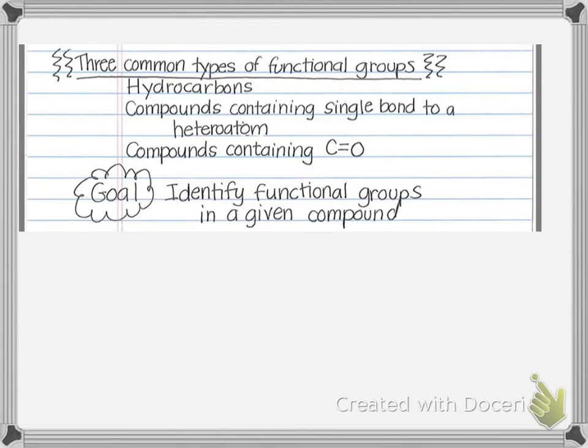So there are three common types of functional groups, and you will see three tables that have these common types of functional groups. These tables are given to you. You are not required to memorize them. The first type is a hydrocarbon. Now, hydrocarbons, by their very definition, are only going to contain carbons and hydrogens.